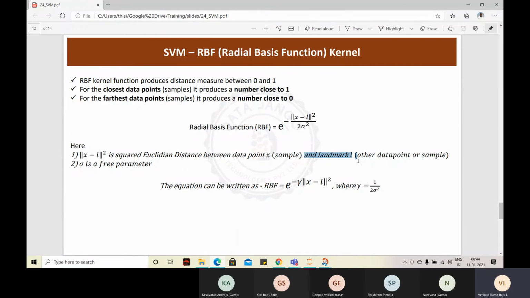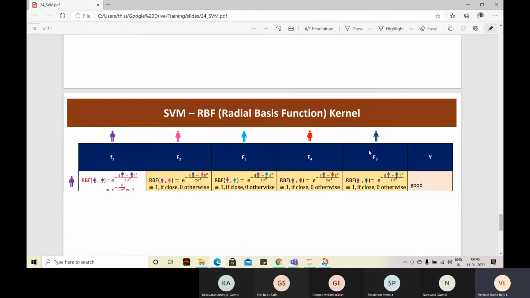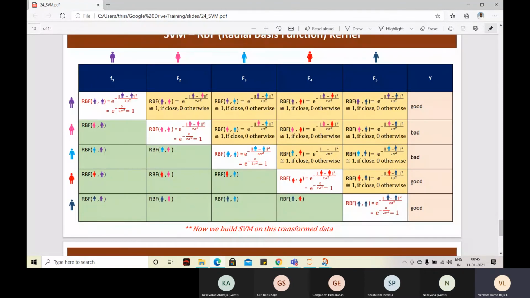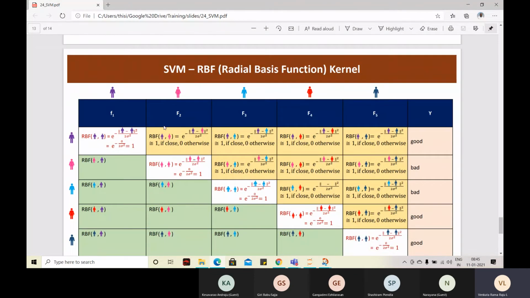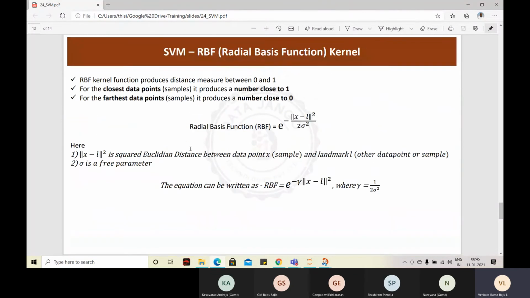What is a landmark? You got it? Other data points, including this data point also. Right here, this first data point is a landmark. Here, the second data point is a landmark. Here, the third data point is a landmark. So itself is also a landmark. Other data points and itself are also landmarks. All records are landmarks. Current data point is x.